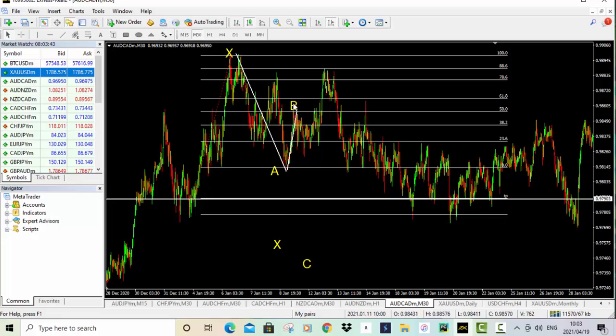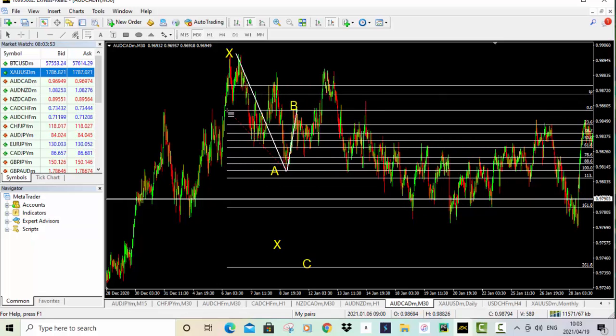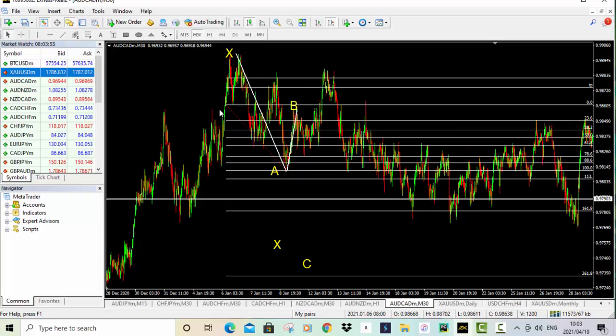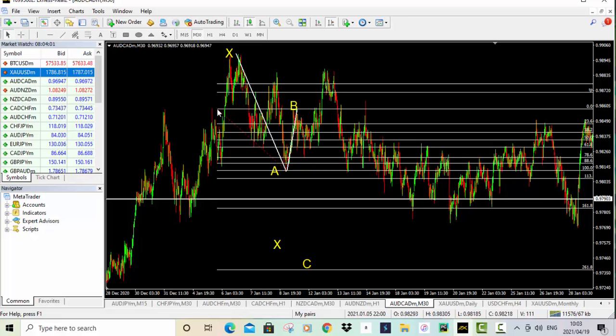Now we are looking for the C leg. For the C leg, we're going to do the same thing. Take your fibs and pull them from A to B. Once you have your A to B, remember the minimum requirement for the C leg to be valid is basically 38.2.